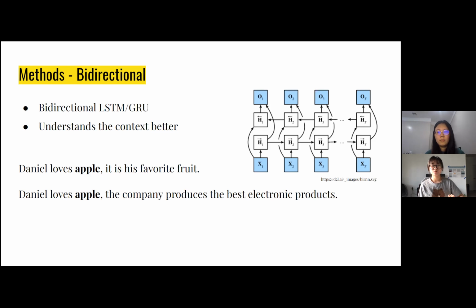With a unidirectional GRU or LSTM, machines would have trouble understanding the true meaning of the word apple in each sentence. But with bidirectional, it will create a new layer that reads the sentence backward, which will help to understand the context better.